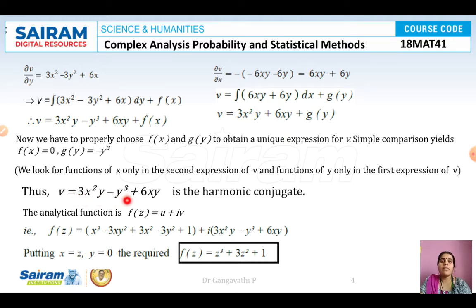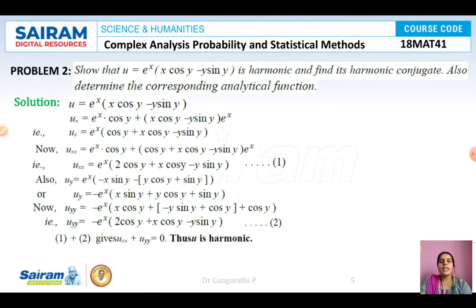U was given and we have found v now. Now combine u and v. So consider your f of z which is u plus iv. Substitute for u which is the given function, and v is whichever we have obtained. Now put x is equal to z and y is equal to 0. You get this expansion, and this is our f of z. And this is how we will find the analytic function.